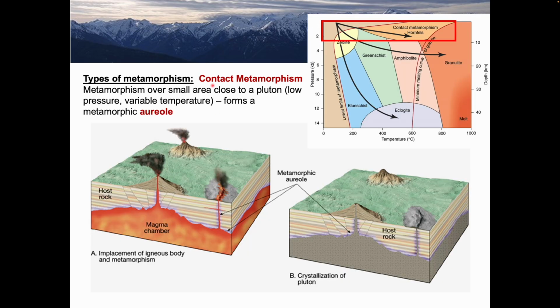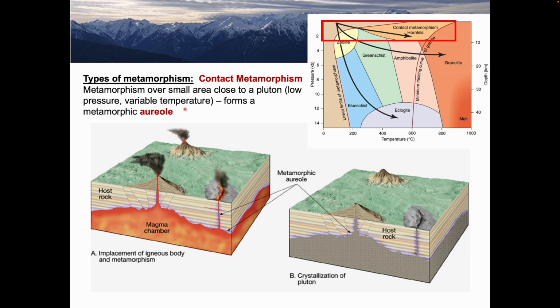Our next type of metamorphism is contact metamorphism. This occurs over a small area close to a pluton. So these are conditions that are low pressure with variable temperature, occasionally very high temperature. The area around an intruding pluton where contact metamorphism occurs is called a metamorphic aureole.